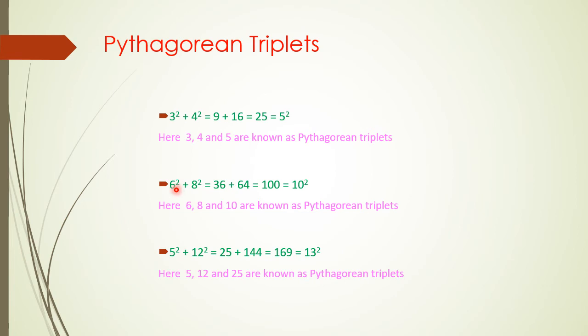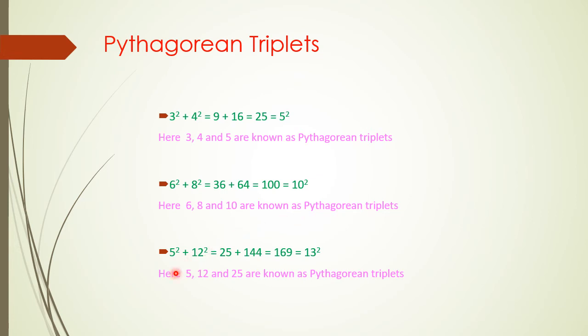Okay. Another example, see. We have here the numbers 6, 8 and 10. And 6 square plus 8 square. What is the answer? 6 square is 36. 8 square is 64. Adding, we get 100. And 100 we can write as 10 square. So here square of 6 plus square of 8 is equal to square of another number 10. Okay. So these three numbers we can say are Pythagorean triplets.